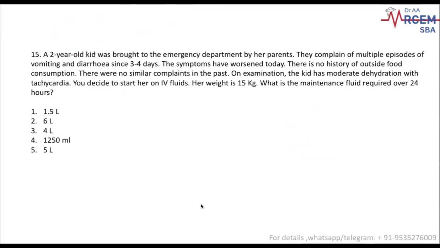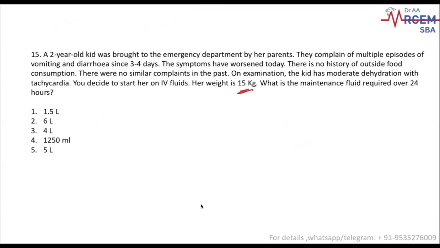A 2 years old baby was brought to the emergency department by her parents. They complained of multiple episodes of vomiting since 3 to 4 days. The symptoms have worsened today. There is no history of outside food consumption. There are no similar complaints in the past. On examination, the kid is moderately dehydrated with tachycardia. You decide to start her on IV fluids.